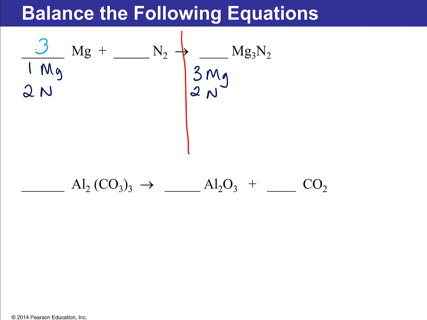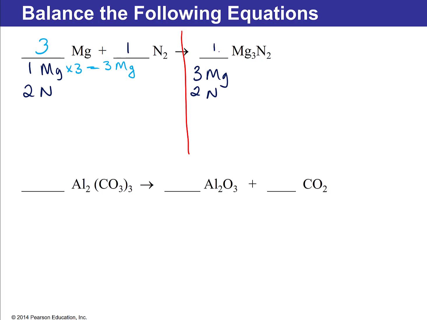So if I start with 3 magnesiums, that 3 is only going to multiply the number of magnesium on the reactant side. It's not going to change the nitrogen because they're 2 separate reactants. So now, 3 magnesium, 3 magnesium, 2 nitrogen, 2 nitrogen. Is it balanced? Yeah. So anything that you didn't have would just be a 1. Okay?